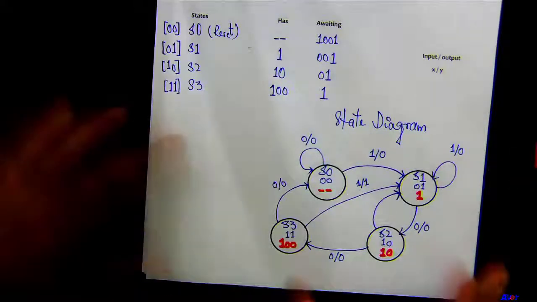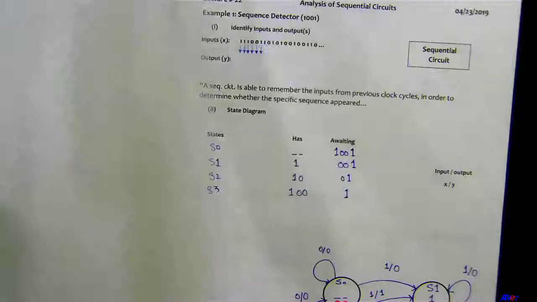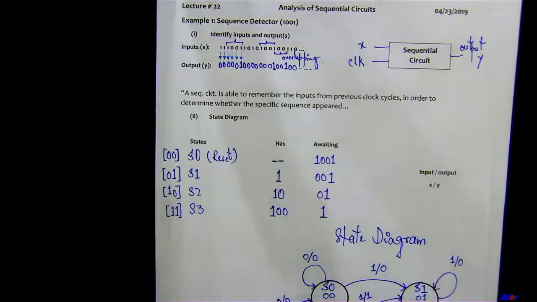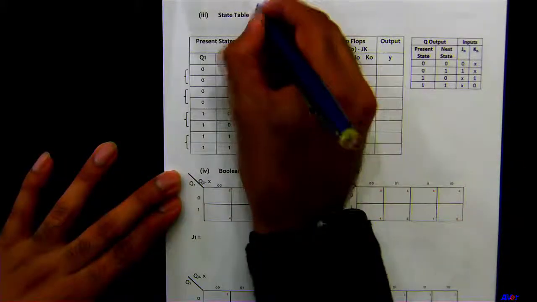Okay. Let's move on to the next step, which is coming up with the state table. This is also the step where we choose our flip-flop, and we will be using the JK flip-flop here.